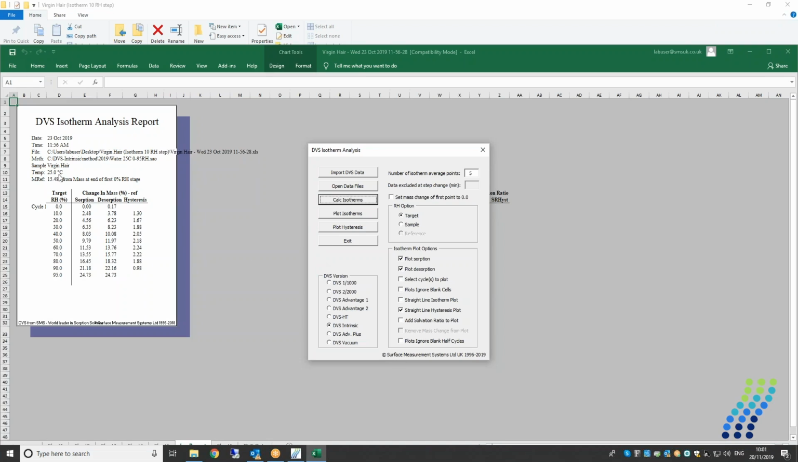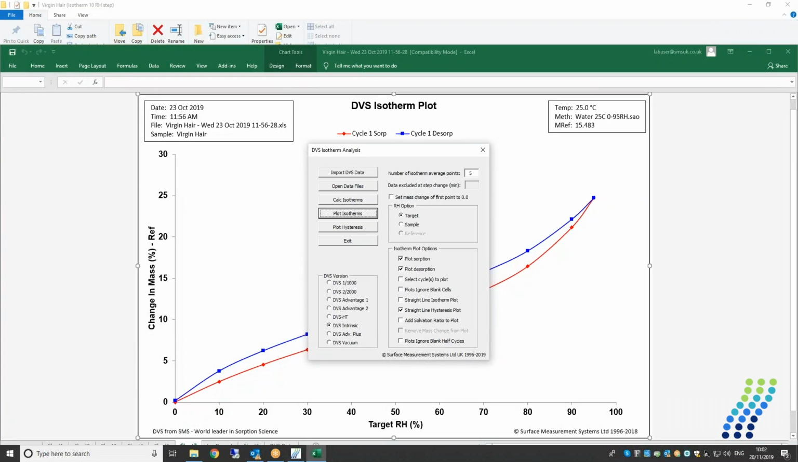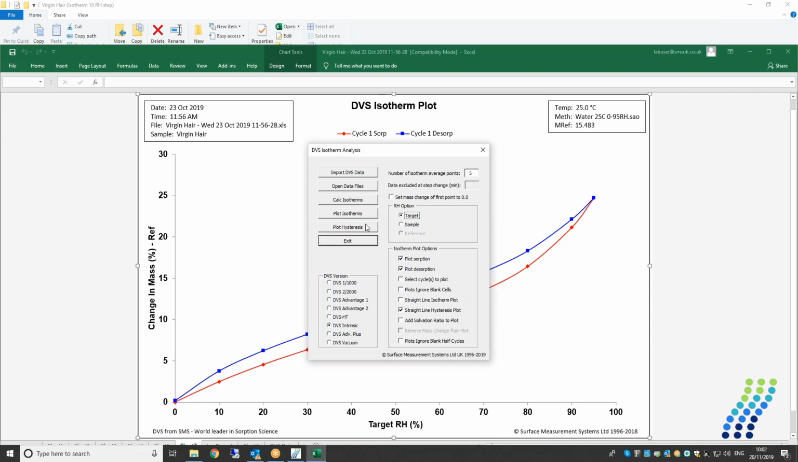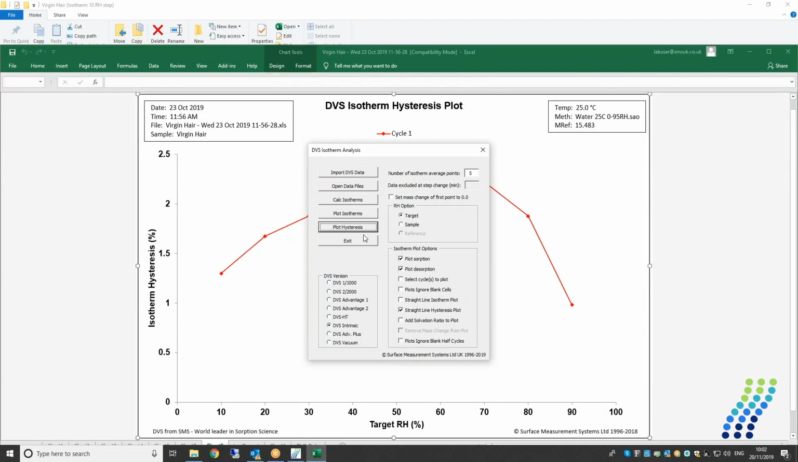And a table is generated of the isotherm data for desorption and sorption. We can then go ahead and click plot isotherm. So it will use the data generated from the table to plot absorption and desorption plot, and in between is the hysteresis. You can also go ahead and plot hysteresis. So this is the difference between the absorption and desorption isotherm.